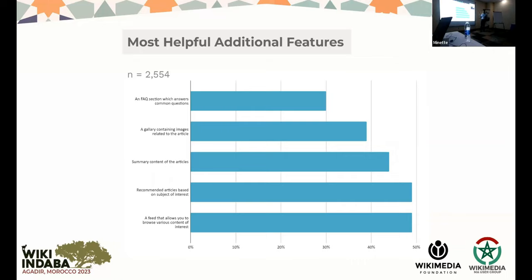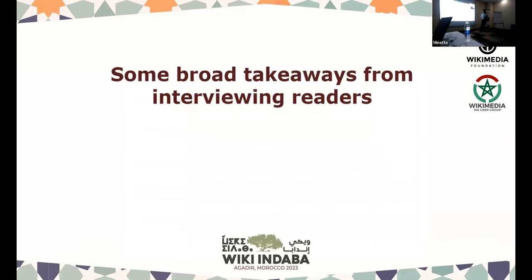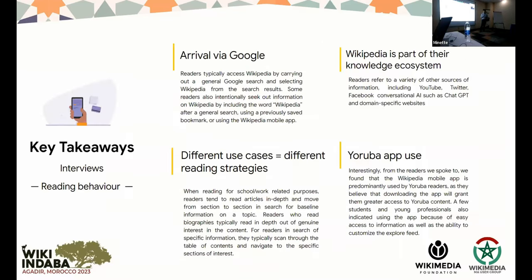there are varying levels of interest in different features of Wikipedia articles, and we noticed almost 50% of our survey respondents across all languages are interested in things like a feed that allows you to find new content, recommended articles based on a topic that you subscribe to, reading lists. These are the kinds of features that many product teams in the Wikimedia Foundation are interested in exploring right now. And indeed, I think we're seeing that at least among the people that responded to this survey, there's some interest in it. Slide, please.